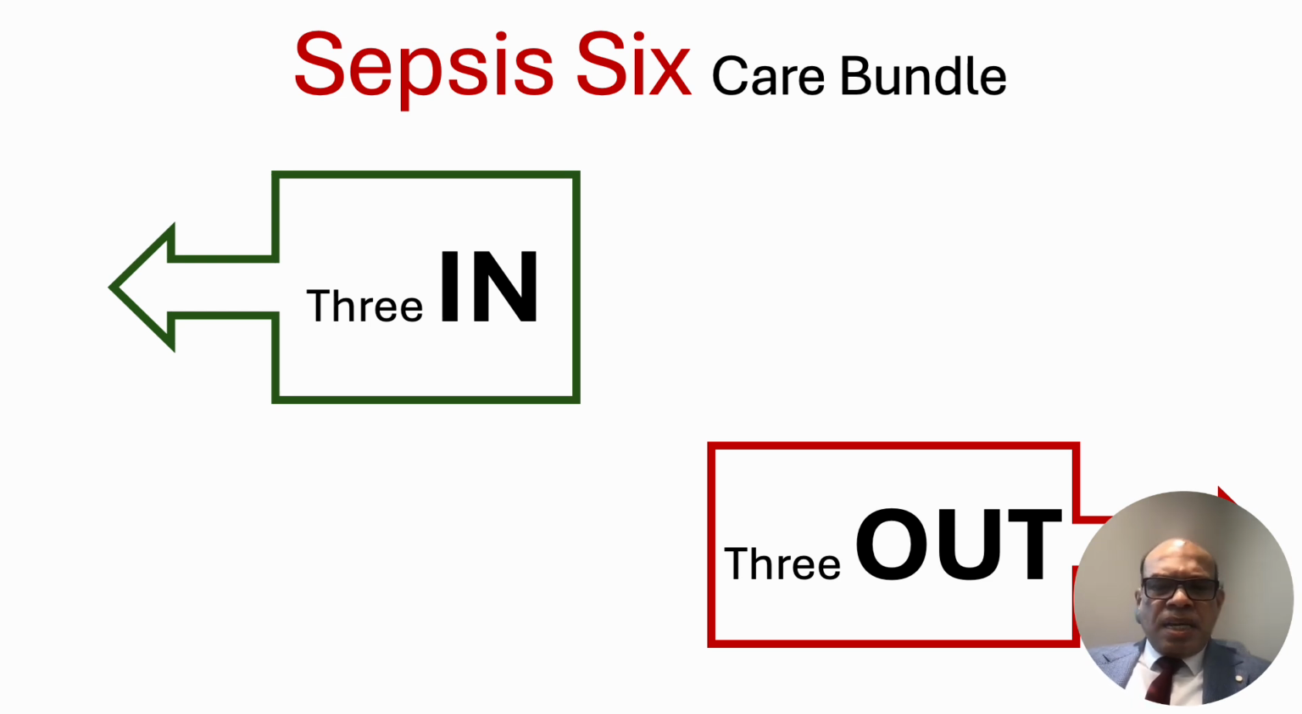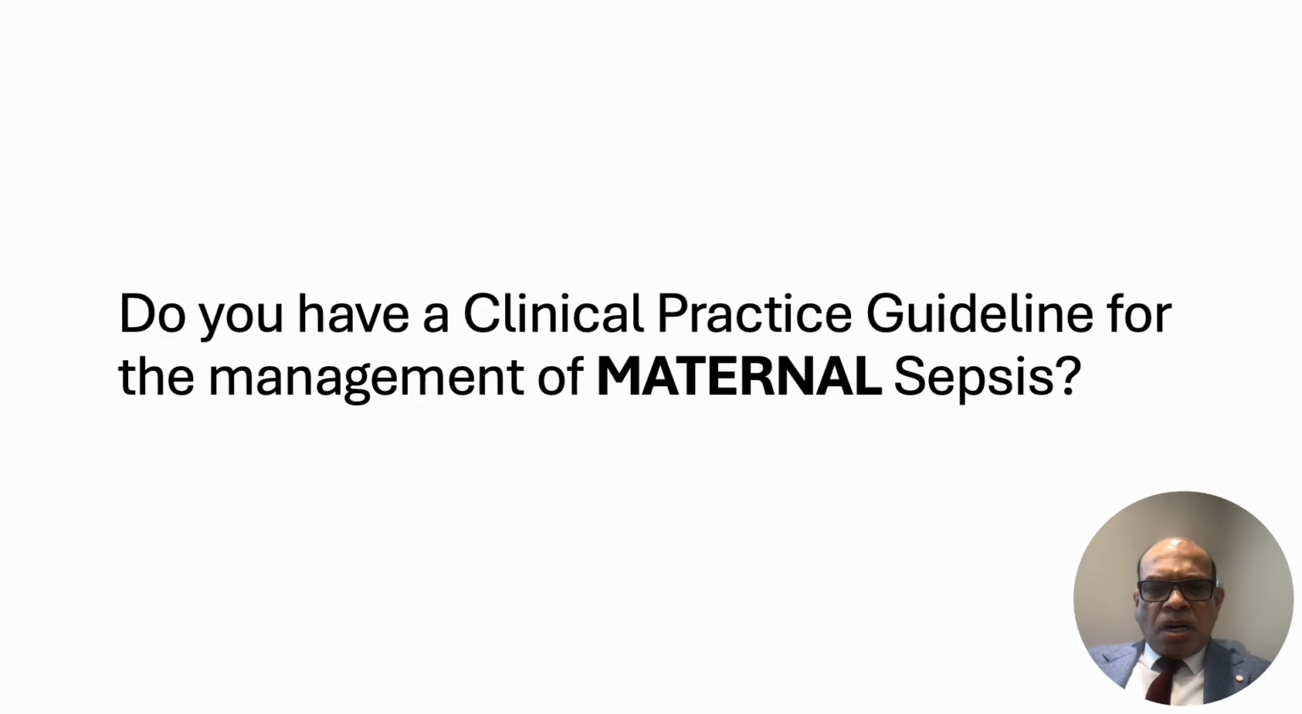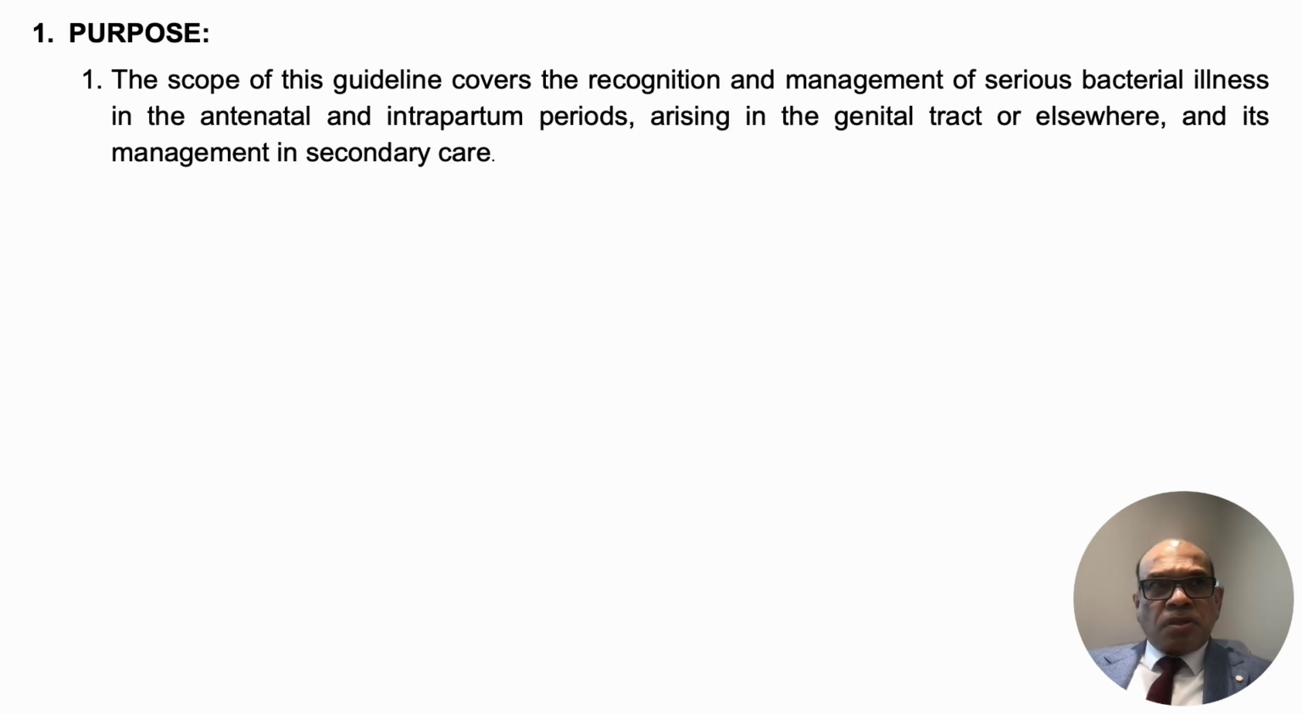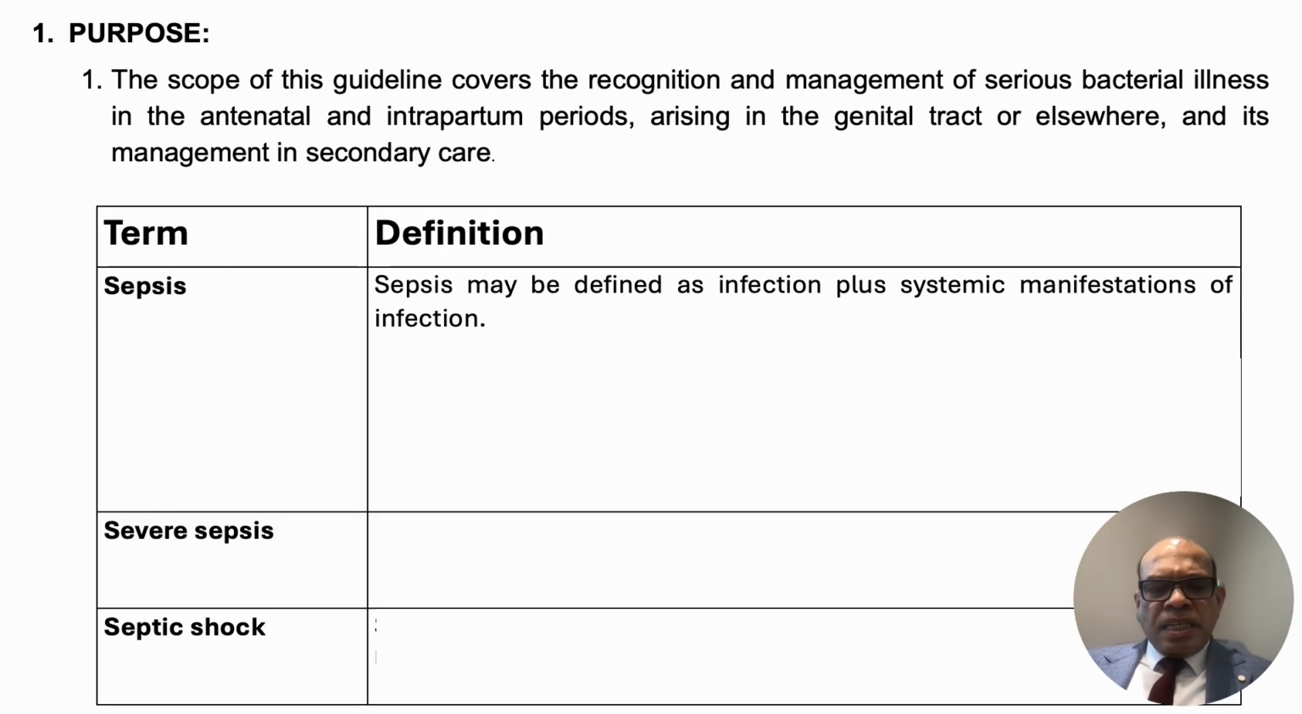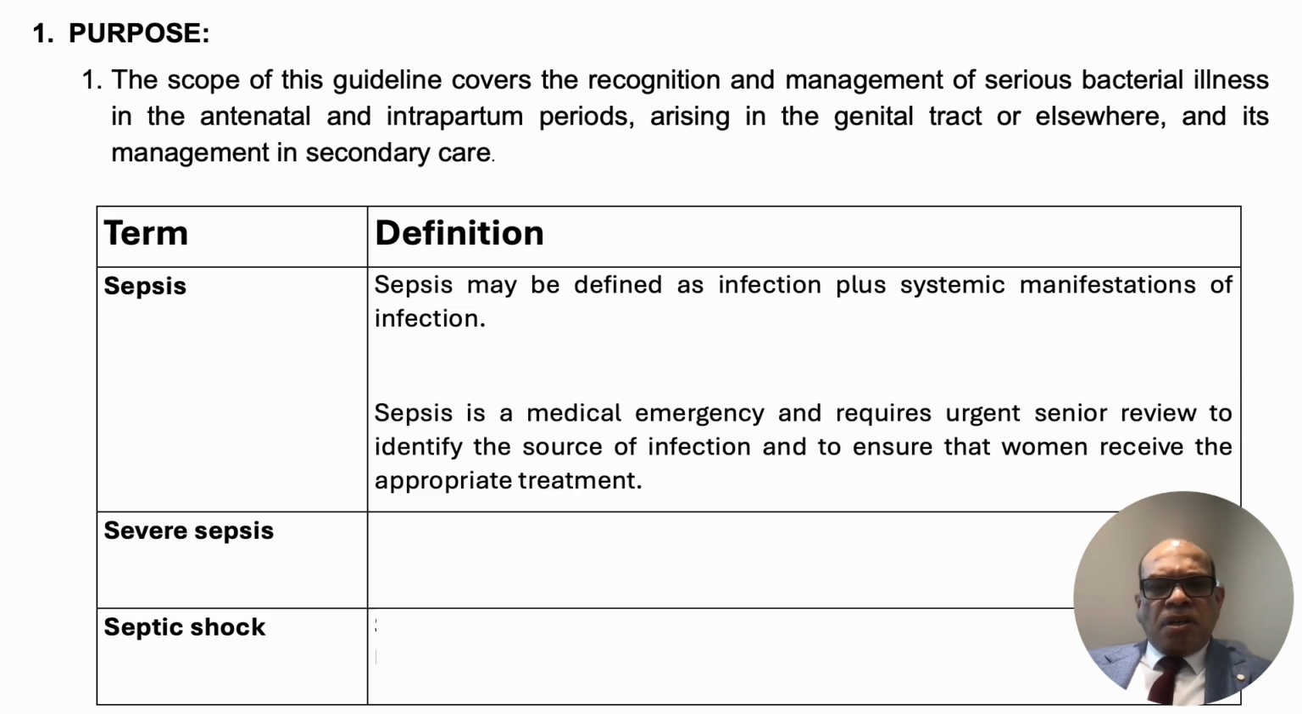So there has to be 3 in and 3 out to make sure that we have managed this patient properly to improve outcomes. We need to ask ourselves, do we have evidence-based, up-to-date, not 10 years old, clinical practice guidelines in our hospitals? And we need to have this guideline with definitions. What do we understand by sepsis? That means infection. In addition, there are systemic manifestations of infection. It is a medical emergency.